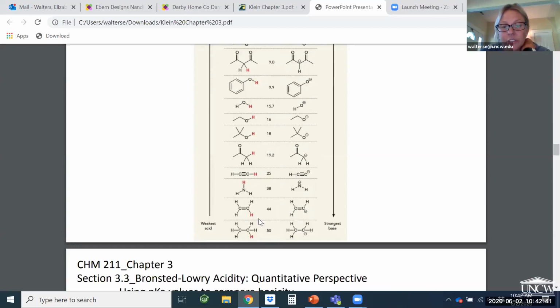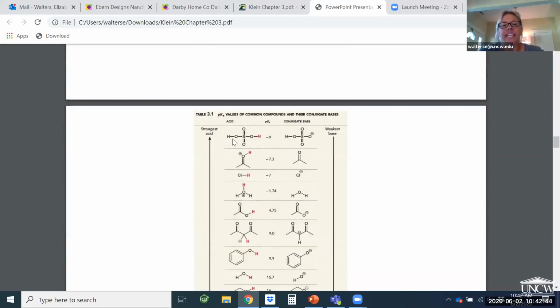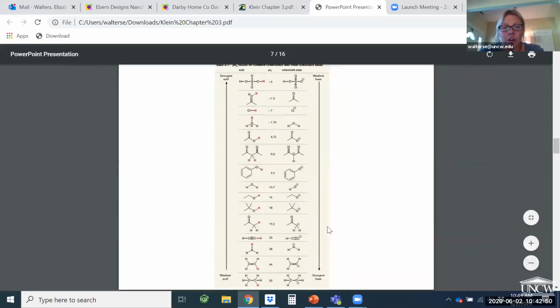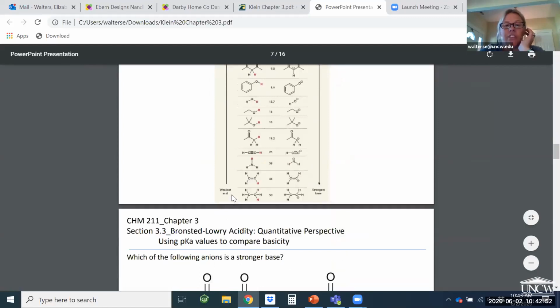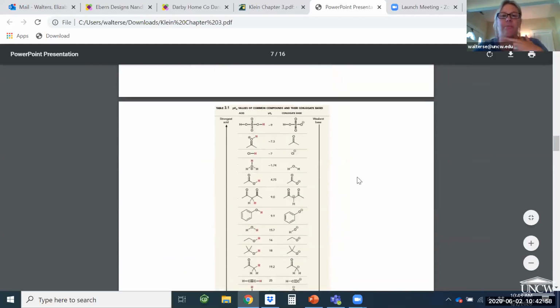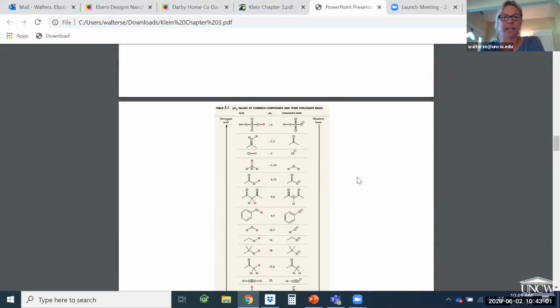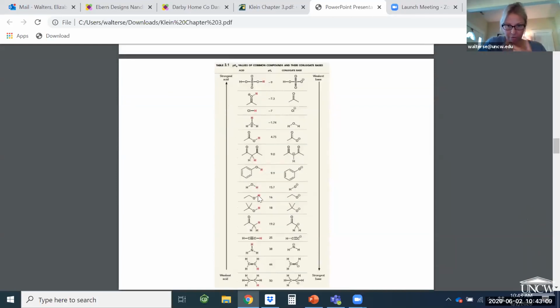Alkanes, 50 or higher. So on the left-hand side, there are strong acids at the top, weak acids at the bottom. The weaker the acid, the stronger its conjugate base, so it's an inverse relationship. If you have a strong acid, it's related to a weak conjugate base. If you have a weak acid, it's related to a strong conjugate base. You can have cases where a weak acid has a weak conjugate base, but we won't worry too much about stuff like that. So you don't have to memorize this list, you just need some targeted points.